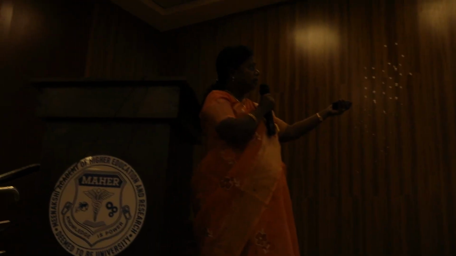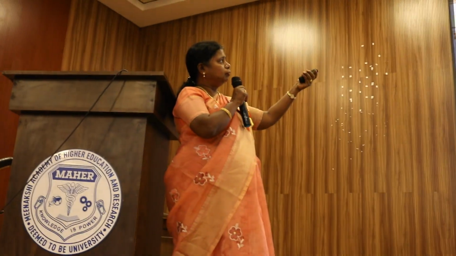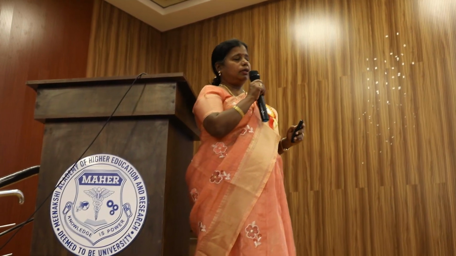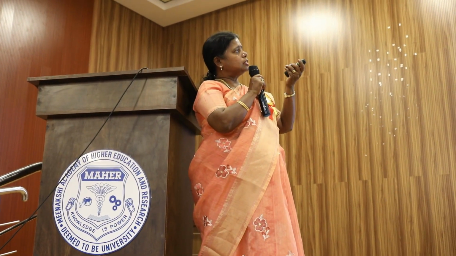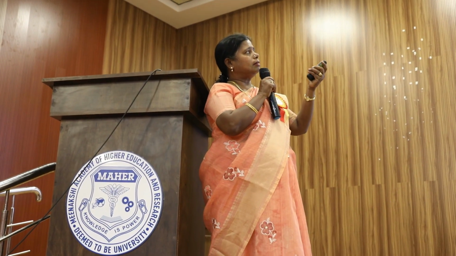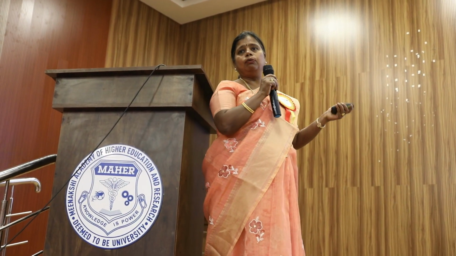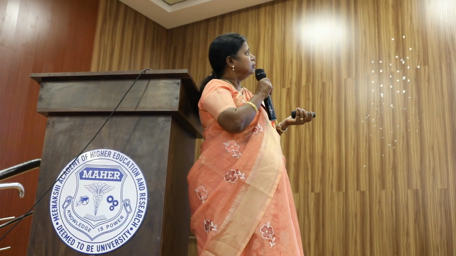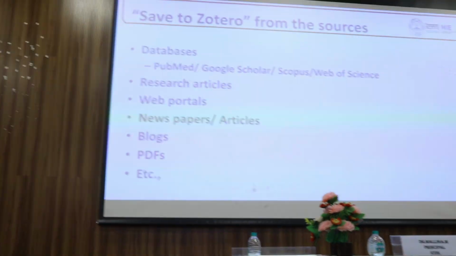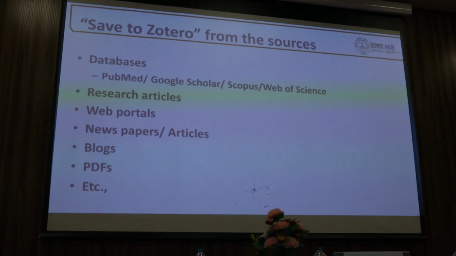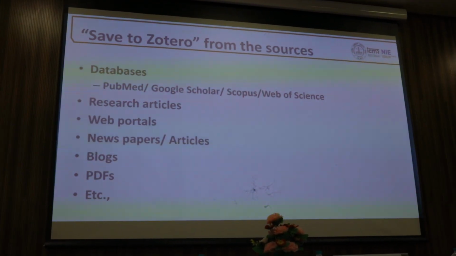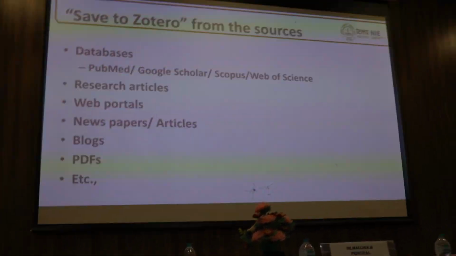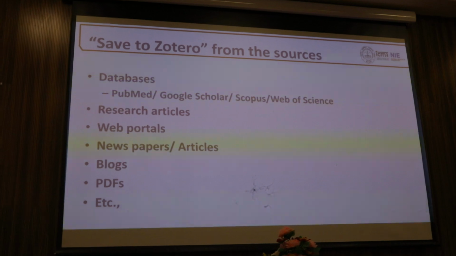Then when you go there, you can enter the name of this collection. Name the folder with your preferred research topic. You can put it and just say OK. So create folders and collections by project or topic, tag entries and add notes for contents. And give OK, it will give you all the data from the search engines. So save to Zotero from the sources: databases, research articles, web portals, newspaper articles, blogs, PDFs, everything this application has.